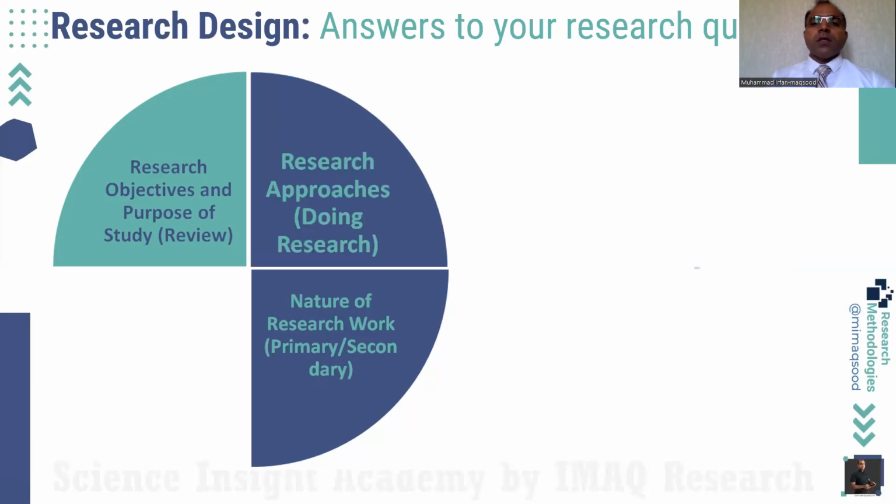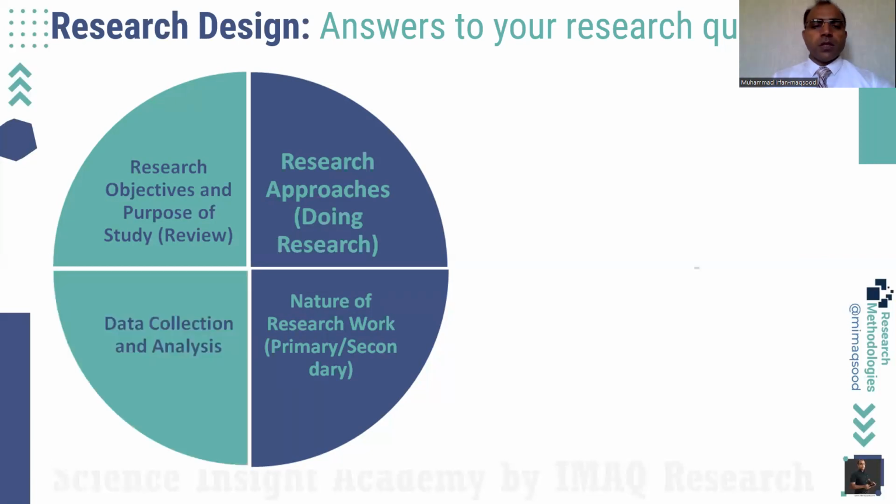We also talked about the research approaches. We have two research approaches, the qualitative research approach and the quantitative research approach. Both are further divided into four types of research approaches. We will talk about these things again. And also the basics of data collection and analysis. By completing these four segments, we design our research.